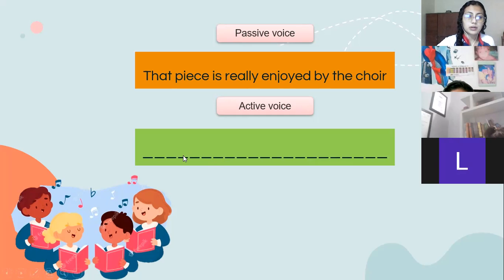So remember, here we have to identify the object. Let's begin with that, step by step. Okay. So what is the object here? Remember that here we're talking about a passive voice sentence. So what is the object here?